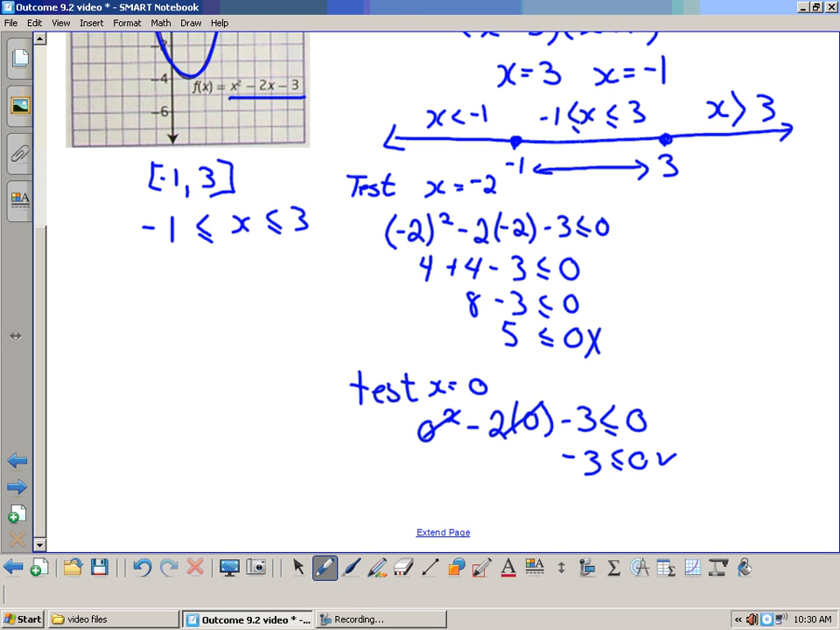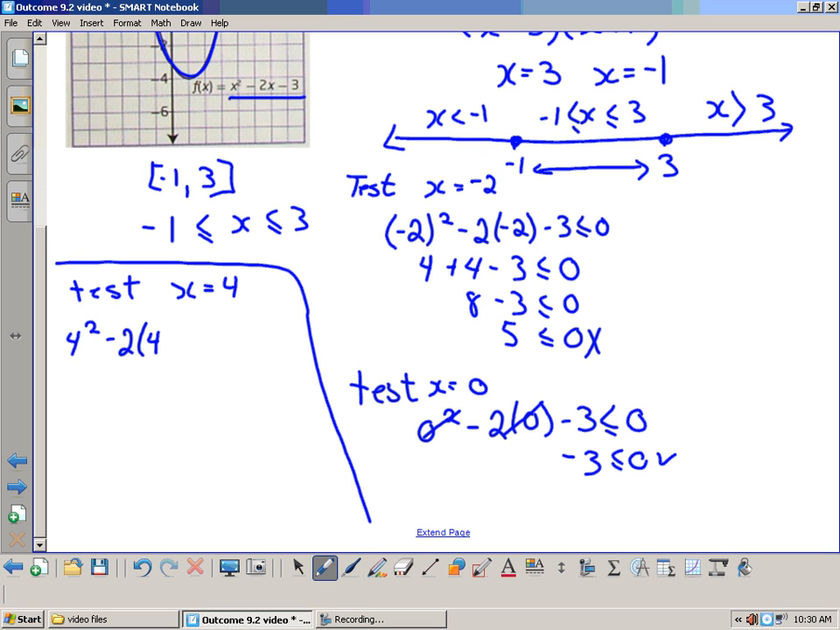So I'm just going to, let's do it over here. Let's test a value that is greater than 3. So let's test x equals 4. We end up with 4 squared minus 2 times 4 minus 3, and we want to see whether or not it is less than or equal to 0.